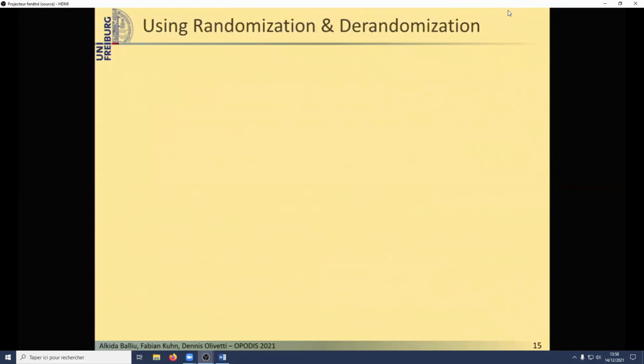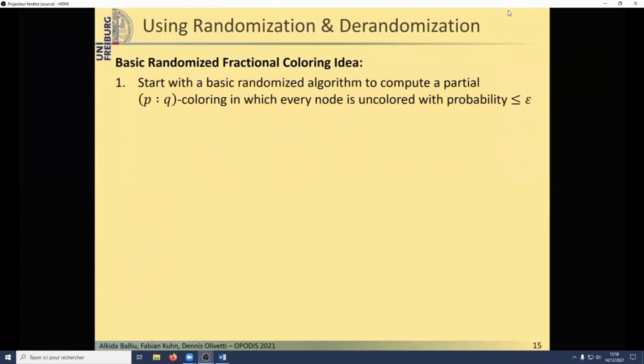So let me now talk a little bit also about how we can get rid of the N dependency and how we do the approximation. It's basically both are based on kind of the same tricks. So let's talk about randomization for a little bit. If you use randomization for fractional coloring, you can basically use the following idea.